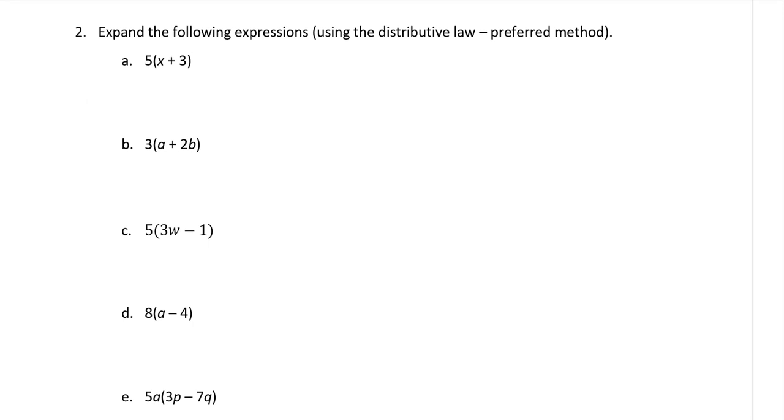So expand using the distributive law. We're going to do 5 times x, which is 5x. Then we have a plus sign inside our bracket, so we write that down. And then we do 5 times 3, which is 15. And that's it. Let's do another one. 3 times a is 3a. Plus 3 times 2b, 3 times 2 is 6, and the b.